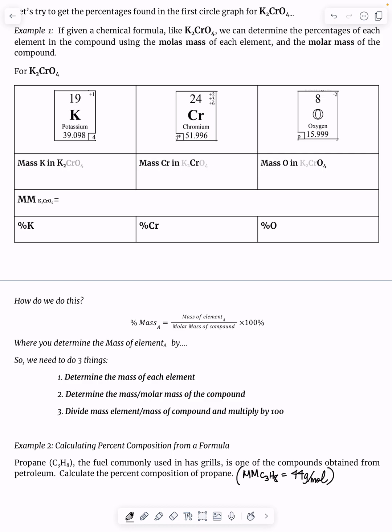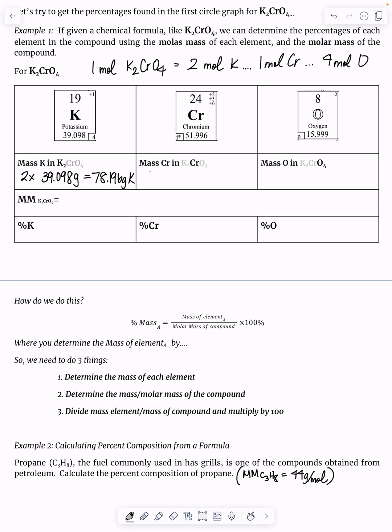There are two Ks. So the mass of K in this compound is 2 times 39.098 grams, which is 78.196 grams. That's how much K is in this compound. Because as you can see, for every 1 mole of K2CrO4, there are 2 moles of K. You're going to see there's 1 mole of Cr, and we're going to see that there are 4 moles of O.